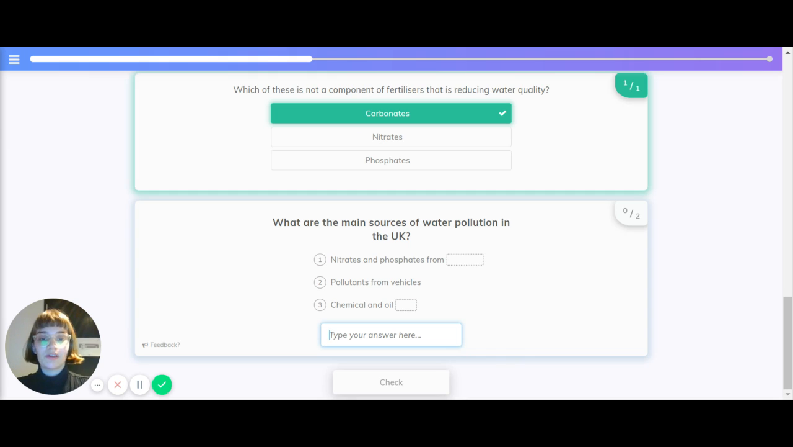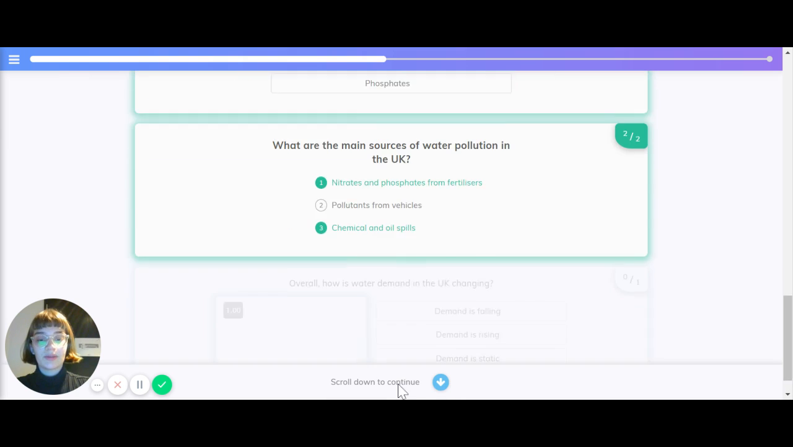What are the main sources of water pollution in the UK? So, nitrates from fertilizers, pollutants from vehicles, and chemical and oil spills.